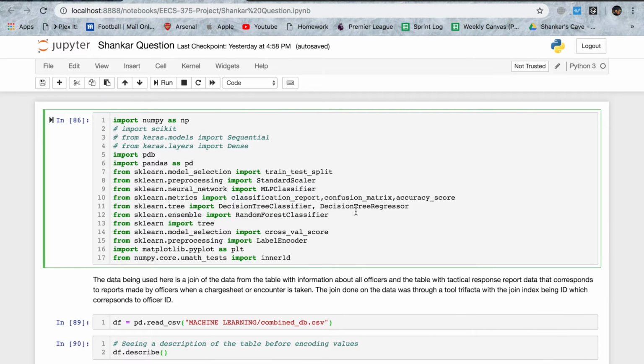The question I worked on was to predict the brutality level or the case of police brutality given details of a case and the officer there, and in which beat he's in.